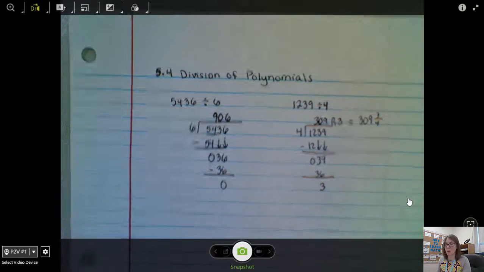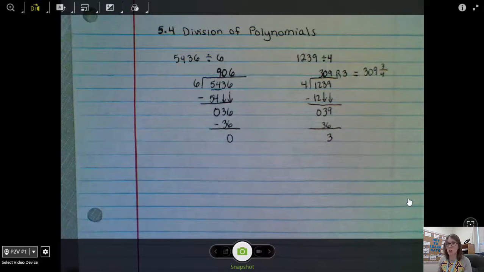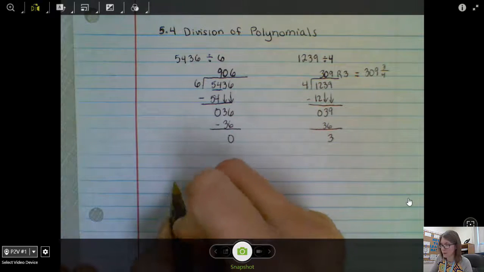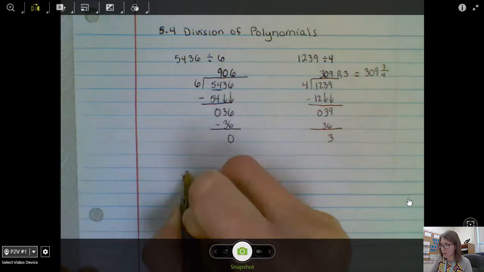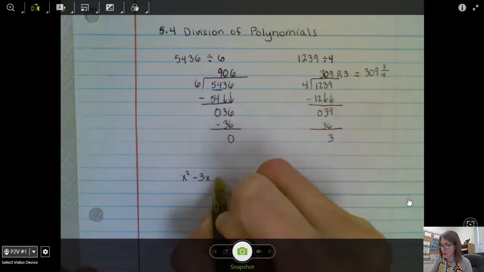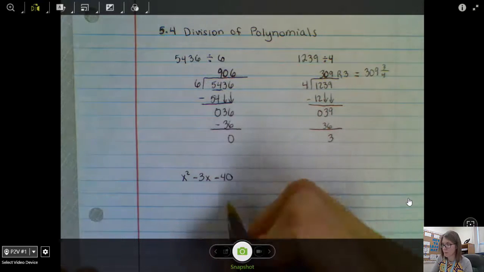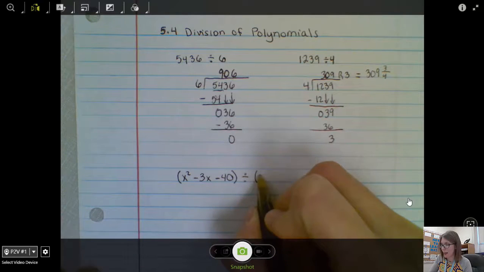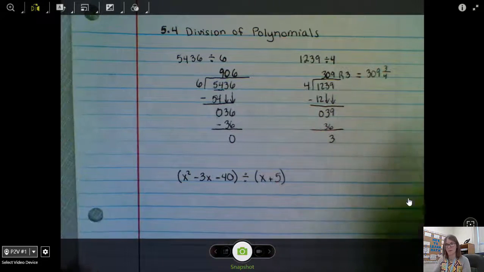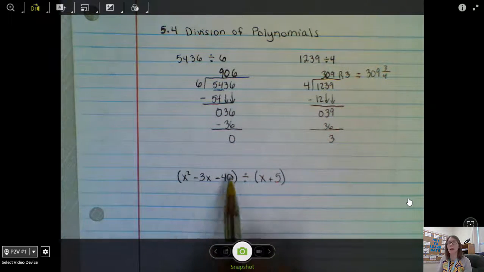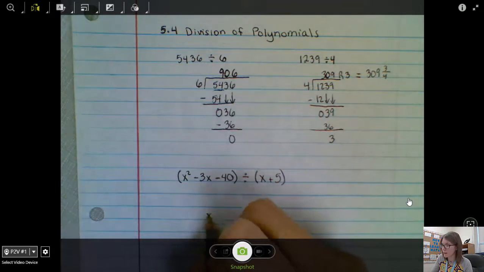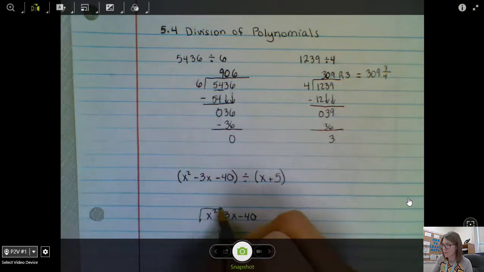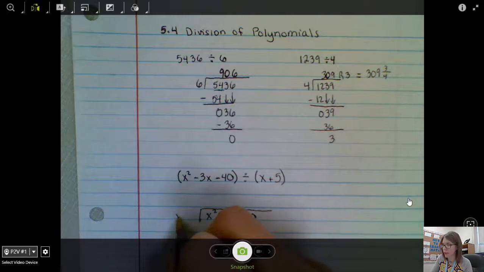Okay, let's do this with some polynomials now. So I'm going to use that same process. We just have to be really, really careful. So my example, let's do x squared minus 3x minus 40 divided by x plus 5. Same as before, my first term is going to go underneath the bar. The x squared minus 3x minus 40. And the x plus 5 is going to go out front.